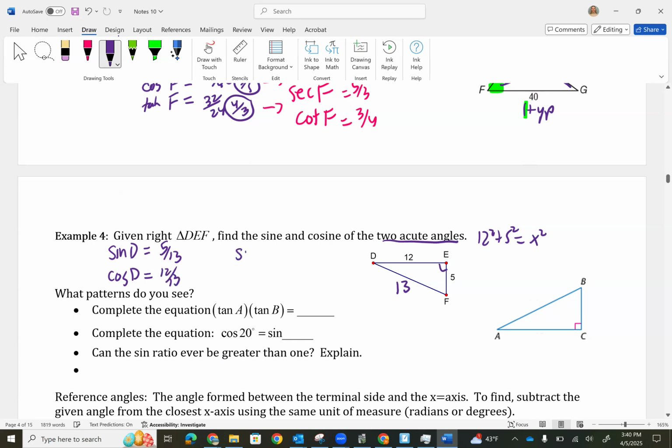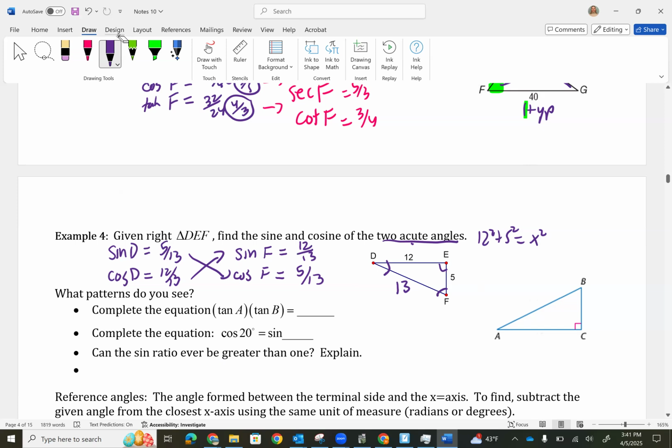If you do sine and cosine not of D, but of F, now notice the sine of F is going to be 12/13 and then cosine 5/13. What do you notice? These two are the same and those two are the same. Why? Because if you're standing here, this is the adjacent leg. If you're standing here, this is the adjacent leg. Depends where you're standing, and the opposite switches to the opposite one.